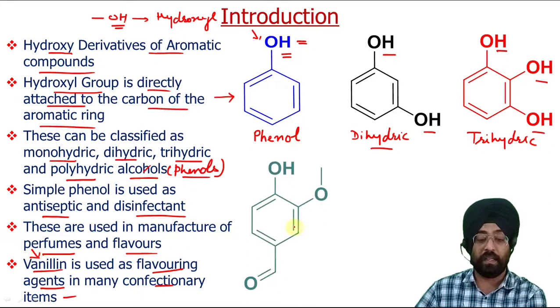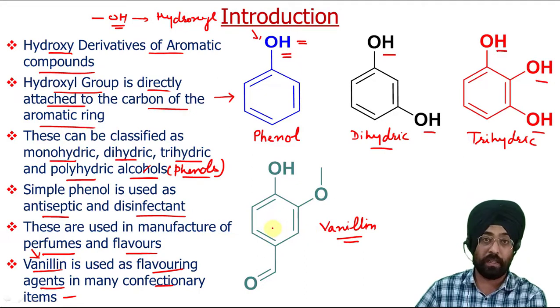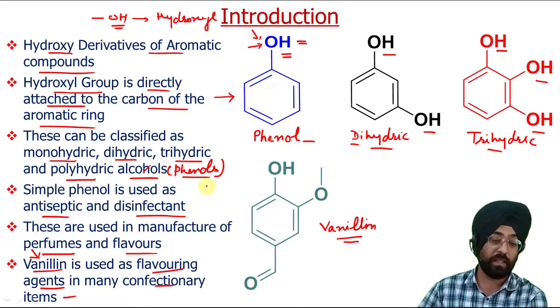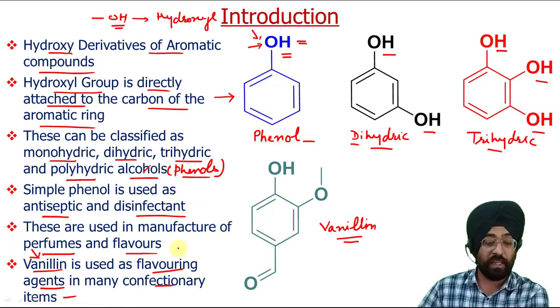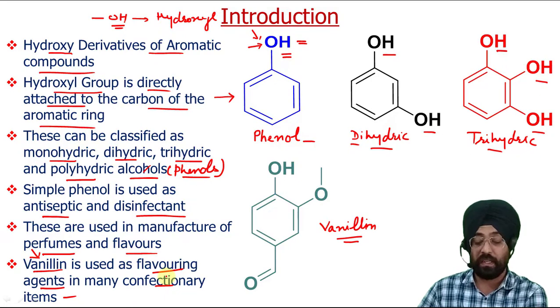The vanilla flavor of ice cream is because of this compound, vanillin. This is the structure of vanillin. Vanillin is a common name, and it is mostly used by its common name. So phenols means OH groups directly attached to an aromatic ring. They can be classified as monohydric, dihydric, trihydric, and these were some properties. They are used as antiseptics and disinfectants, and as flavoring agents in confectionery items.